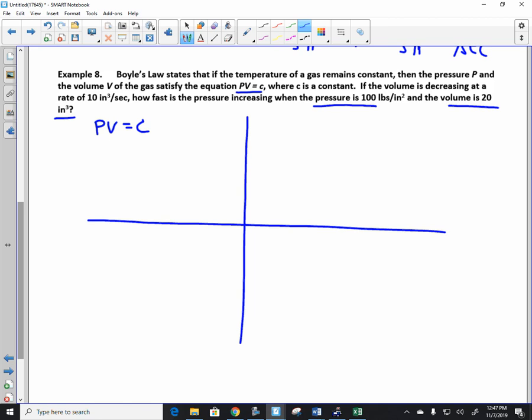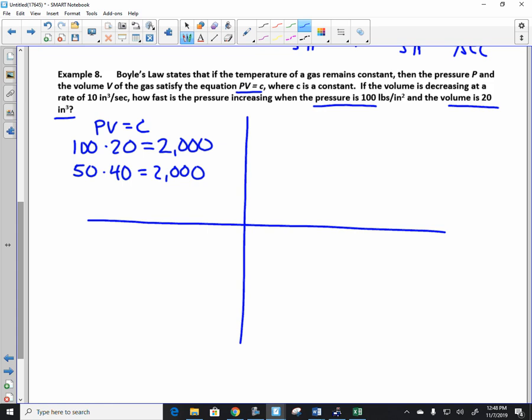What is the current pressure? 100. What's the current volume? 20. If we multiply those, we get 2,000. Everybody good? Suppose the pressure was reduced to 50. What would happen to the volume? It would go up to what? 40. Because the constant doesn't change, correct? That's the law. So we have our equation.